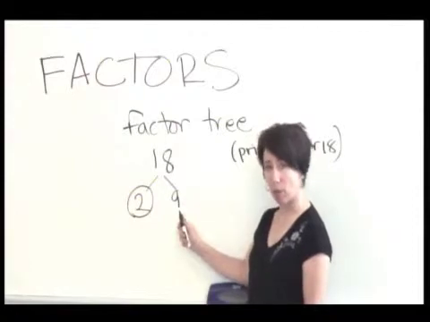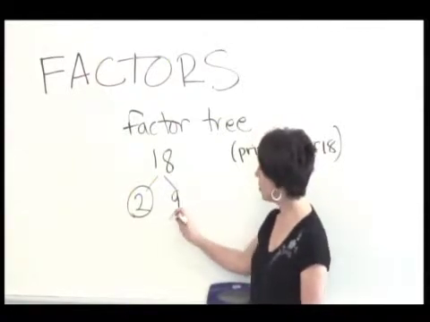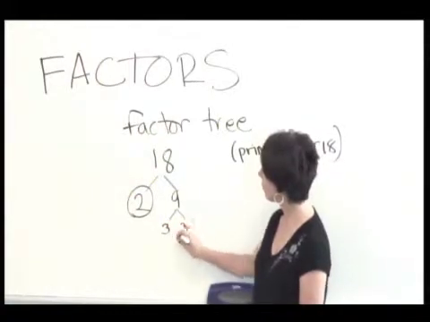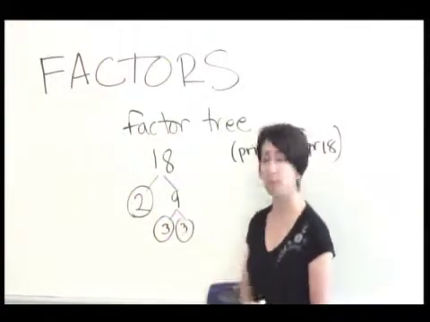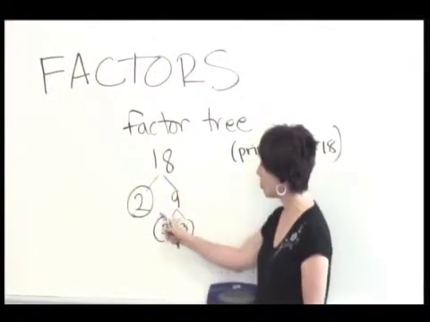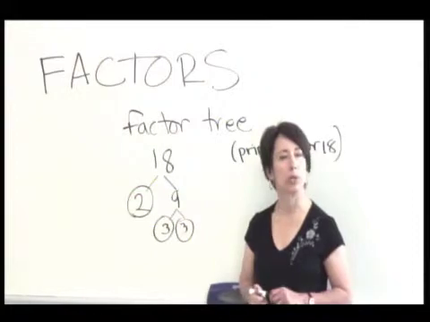9, however, is not prime. What are its two factors besides 1 and 9? 3 and 3. And 3 is prime. So I have just prime factored 18. When the end of each branch is a prime number, we're done.